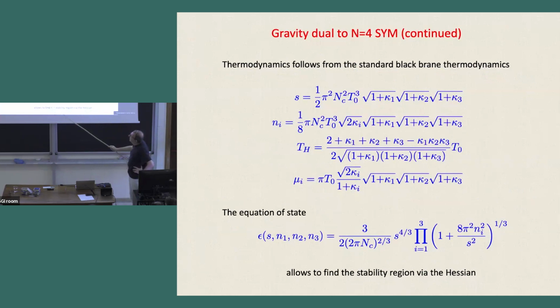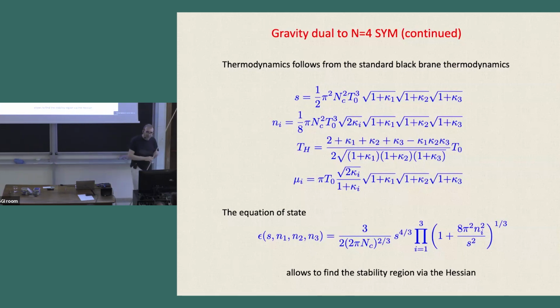charges, the Hawking temperature, chemical potential. So all thermodynamics is almost immediately available. For us, the most important character will be the equation of state. So this theory is conformal. So equation of state, of course, is epsilon, the energy density, is equal to 3 times pressure, if you want to express it this way.